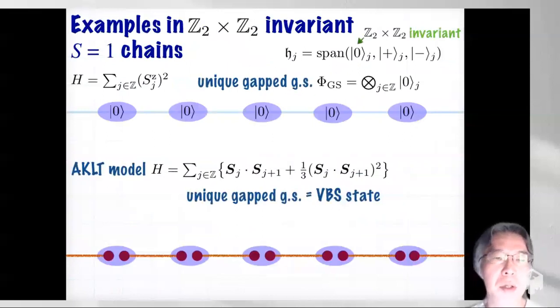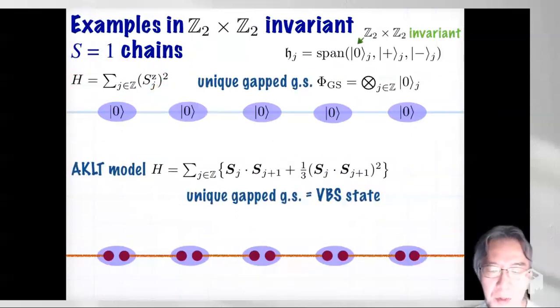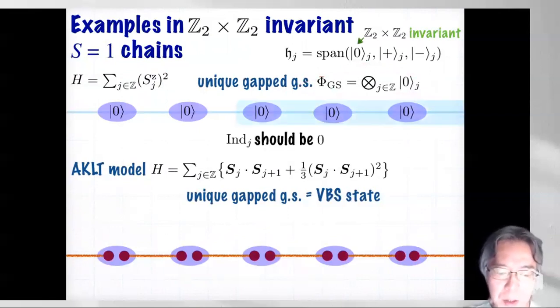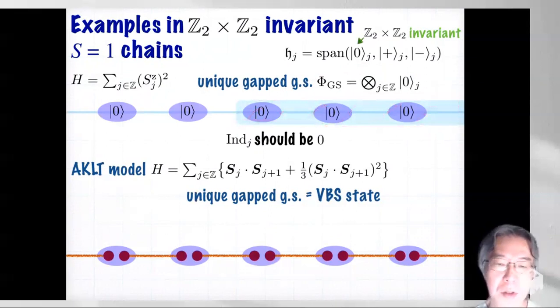Here are more non-trivial examples for the spin 1 chain. I start from this trivial Hamiltonian. Then the unique gapped ground state is given by this. And of course, 0 alone is Z2 cross Z2 invariant. So if you make a fictitious cut here, this is translation invariant. You can cut anywhere and examine the transformation property. You don't see anything. So you should get 0.